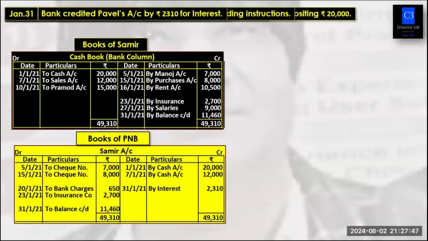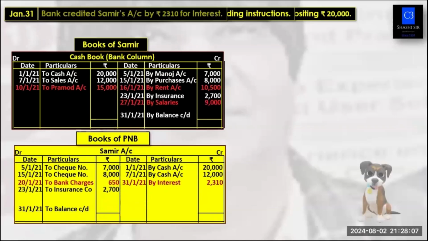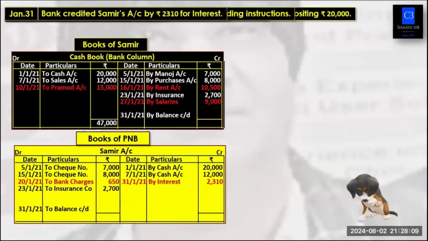So now, if we calculate the balance again, it won't match. Previously, the same balance was shown by both the books, 11,460 and 11,460. But now, if you find the new balance, the balance will be different. The balance in the cash book will be 9,800 and balance shown by passbook will be 15,960.